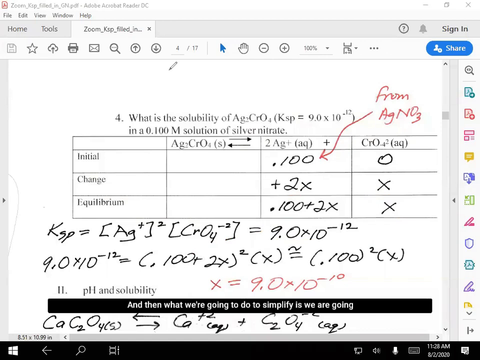And then what we're going to do to simplify is assume that this x is small, so we won't even use it. So that means that we can approximate that the value of the KSP equals 0.100 squared times x. So we solve for x, and the x is what the question was asking for. The question was asking for solubility, and this is what we got. So that's our answer.